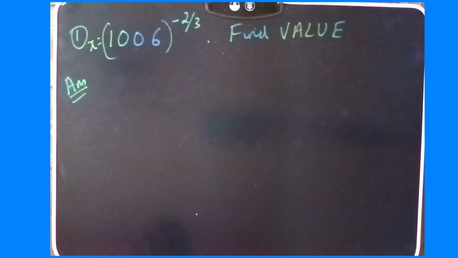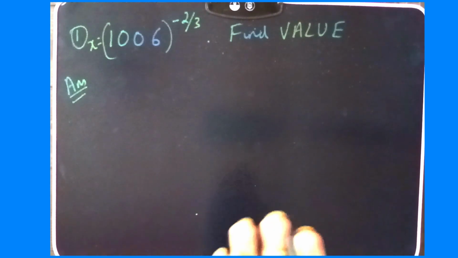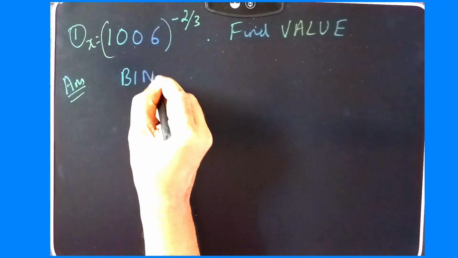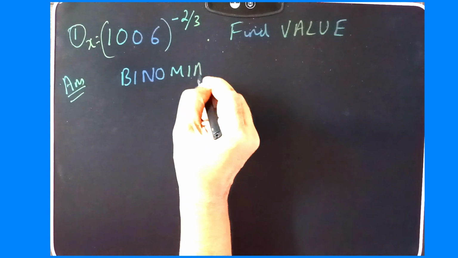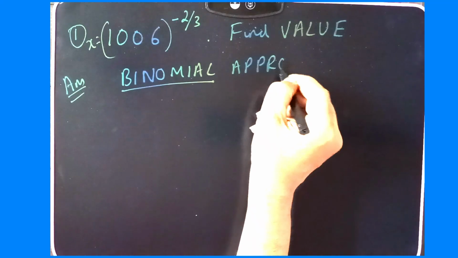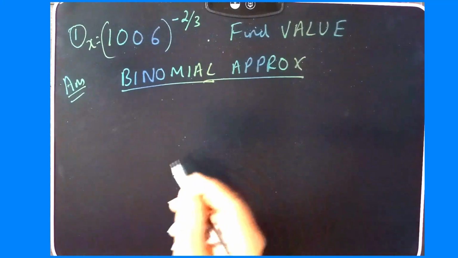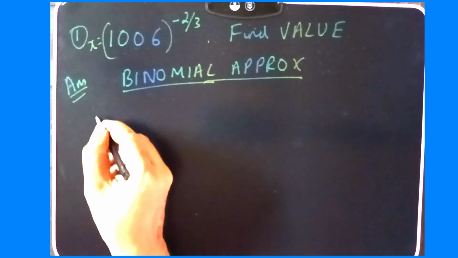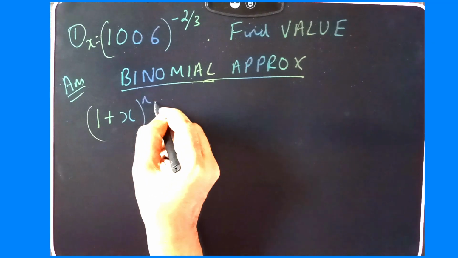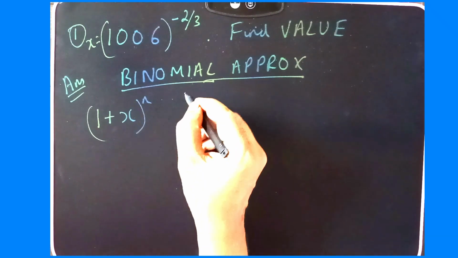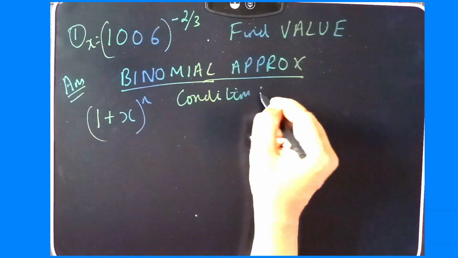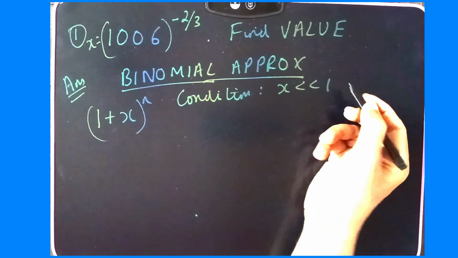So now we can solve this by different methods. You can use a calculator, of course, and you'll get the answer. The other way of solving it is to use binomial approximation. So to use binomial approximation, what is the condition? We have the formula as 1 plus x raised to power of n, then the condition is that x should be very less than 1.